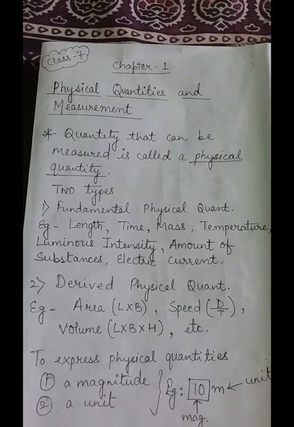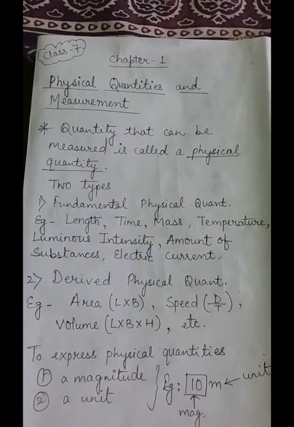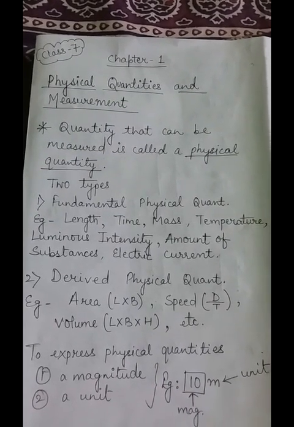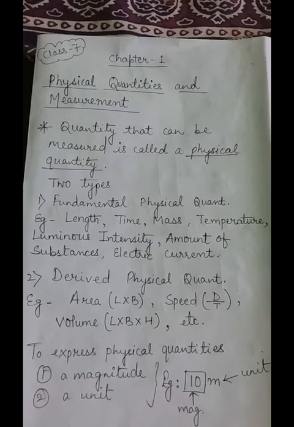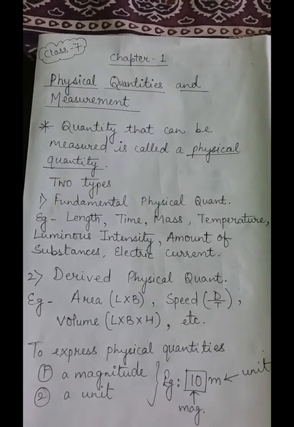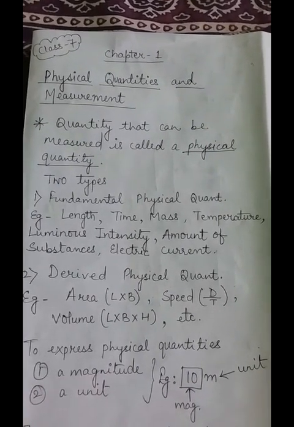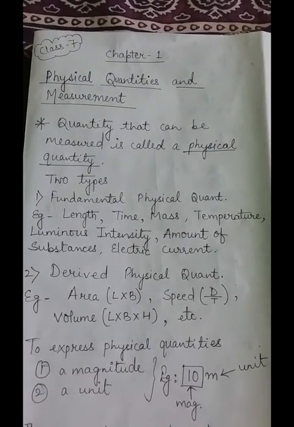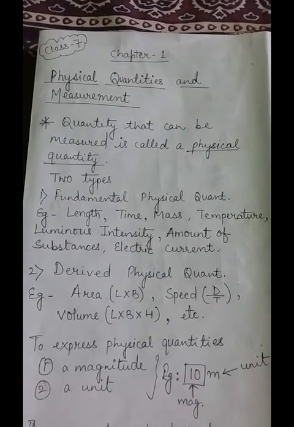Hello students, this is class 7 physics chapter number 1, physical quantities and measurement. First we will discuss what are physical quantities. Quantities that can be measured are called physical quantities. For example, length, time, mass, area, these are all physical quantities.